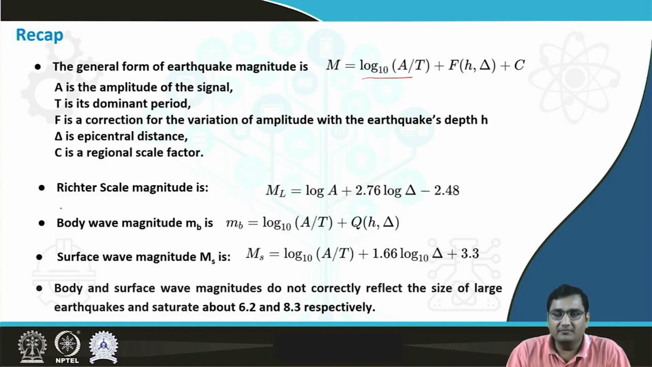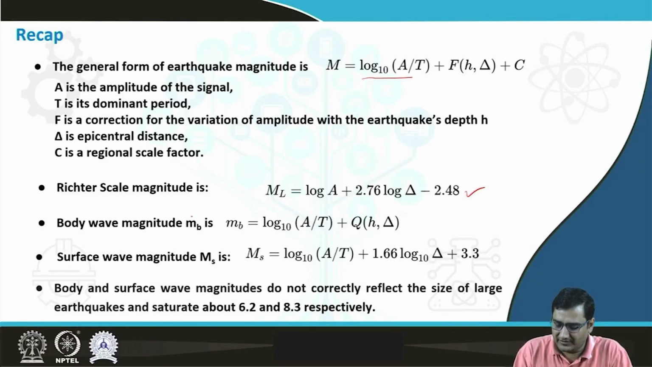Richter scale magnitude is represented by this formula, and the Richter magnitude scale is generally valid for the region of California. It was originally designed for the Southern Californian earthquakes, and it was a local magnitude scale. So it is M sub L equals log A plus 2.76 log delta, where delta is the epicentral distance, minus 2.48.